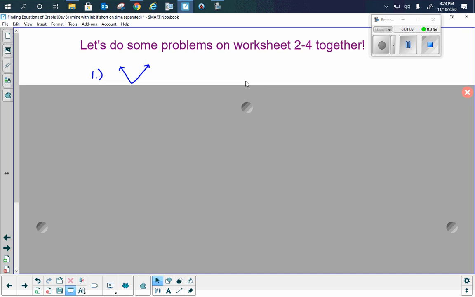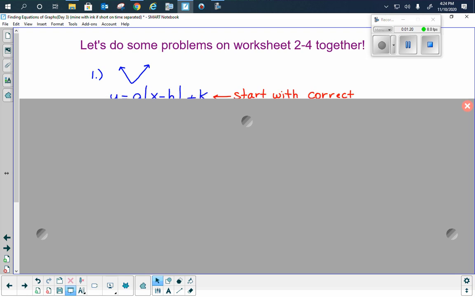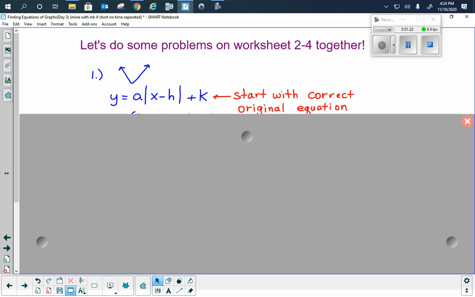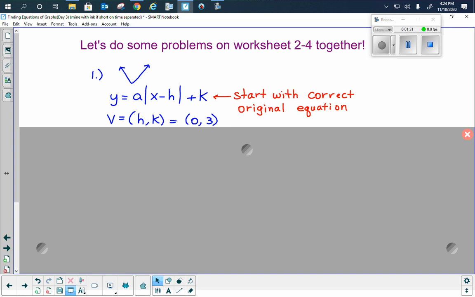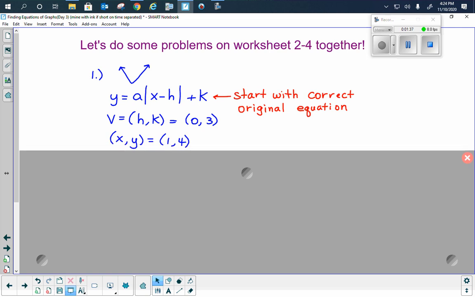I see that picture, and the first thing I want you to do is start with the correct original equation. So write the general form of that equation. That to you should be an absolute value. There's the general form that we want to have memorized. Read your h, k, or your vertex, off of the picture, which is (0, 3). Find another point (x, y), which would be (1, 4).